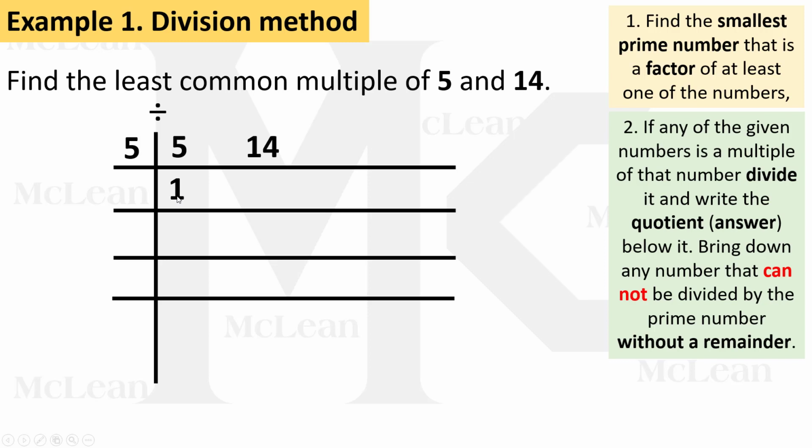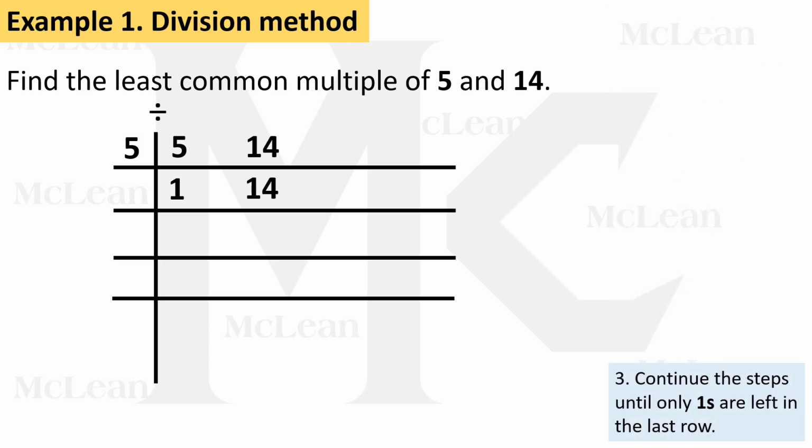Now right here we already stop for the number 5, but we have to continue until we have all ones at the bottom. All right, so can 5 go into 14? No, it can't without a remainder, so we bring the 14 down. Now we're going to continue the steps until there's only ones left in the last row. Now we're going to use 2, because from our times tables you can see 2 can go into 14. All right, now we'll start off again. 1 divided by 2, can we? No, we can't. So we leave it as it is and bring the 1 down.